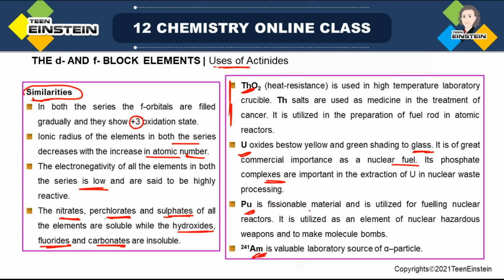Then plutonium is fissionable material. So this term that you are seeing here, fissionable, means where fission is possible. It is a particular type of reaction that we discuss in radioactive elements. So it is fissionable material. It is utilized for fueling nuclear reactors, and there are some other applications. So basically it is observed that in radioactive reactions mostly we can find the applications. Then americium-241, where 241 is the mass number, is a valuable laboratory source of alpha particles. Alpha particle is nothing but helium-2 ion. Okay.